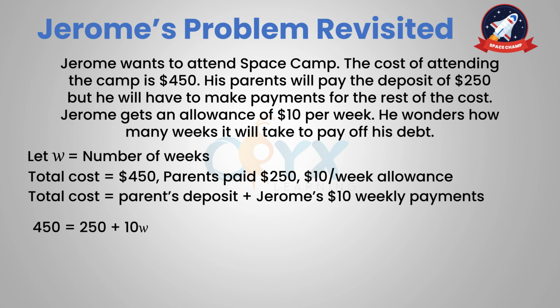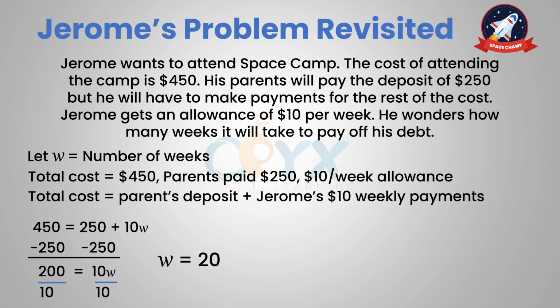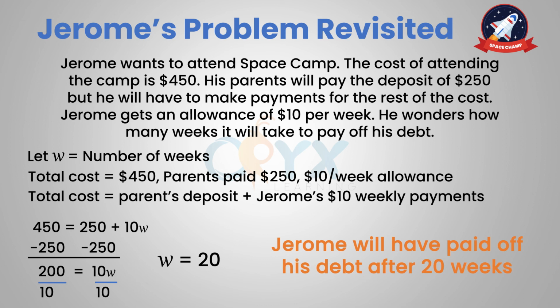Using inverse operations, we can subtract $250 from both sides of the equation. 450 minus 250 will leave us with 200, so 200 equals 10W. The inverse of multiplication is division, so we'll divide both sides of the equation by 10. 200 divided by 10 will give us 20, so W equals 20, and W is the number of weeks, so Jerome will have paid off his debt after 20 weeks of payments.